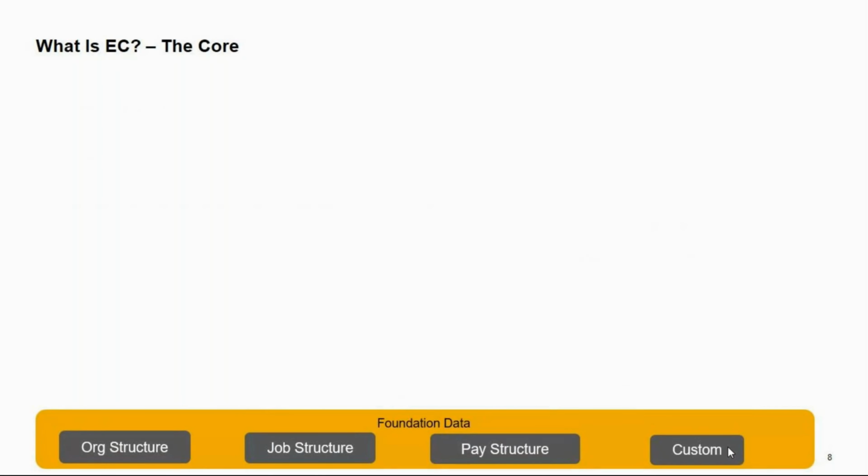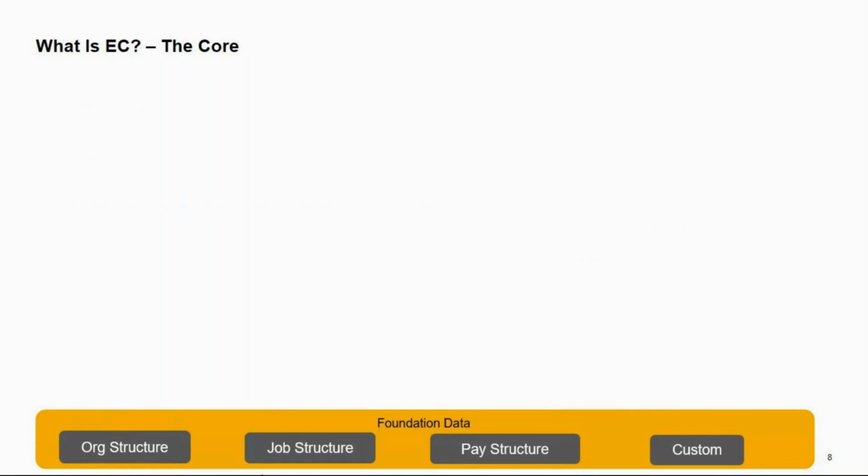What exactly is Employee Central? What do we do in Employee Central? In Employee Central, we first set up the foundation objects. We understand the customer's business, how they are operating, where they are operating from, what companies they have, what locations they operate from, what countries they exist in. All of this information we gather, and this is called your foundation data. You have the org structure like company, business unit, division, department, location, and so on.